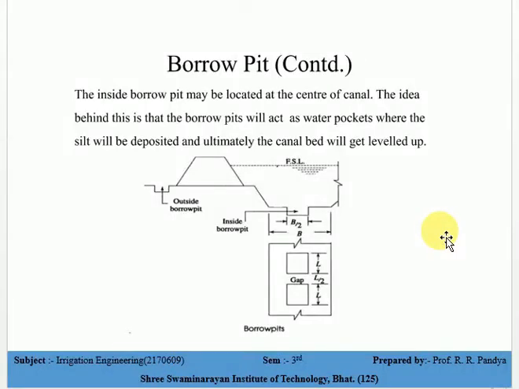In between successive borrow pits along the length of the channel, a minimum distance equal to half the length of the borrow pit should be kept. Why? Because they may become a breeding place for mosquitoes and maybe a source of malaria. Obviously, if there is water logging outside the canal, then it will make some nuisance, right?